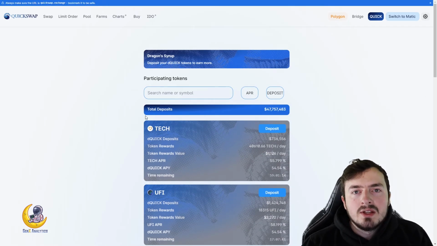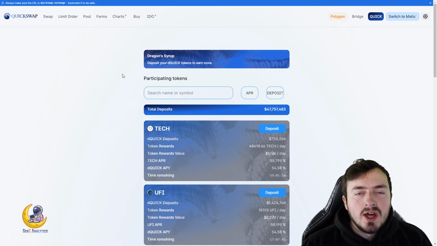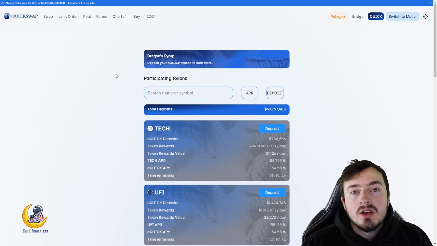If you find a project that you like and you're already holding Quick, then it's quite nice to just place it into something so it's actually earning another currency. I've done that on PancakeSwap. I just hold cake and then I use that cake to earn other currency.